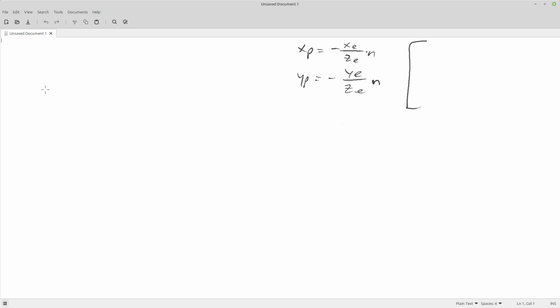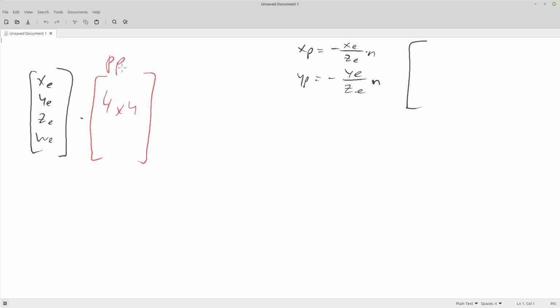What it looks like is that we have our x sub e, y sub e, z sub e, and w sub e. We'd multiply this by our magical 4x4 perspective projection matrix. And this needs to lead to us having, and I think technically these are swapped, because technically you do the 4x4 matrix first, but it's fine for the intuition aspect of it.